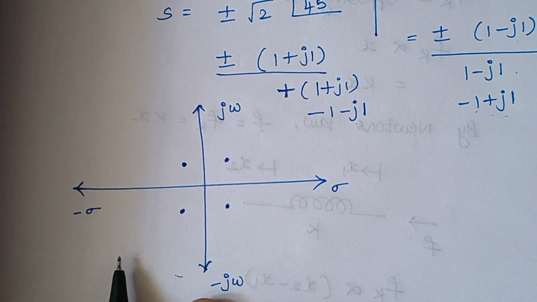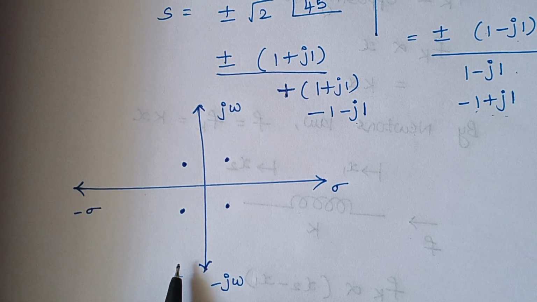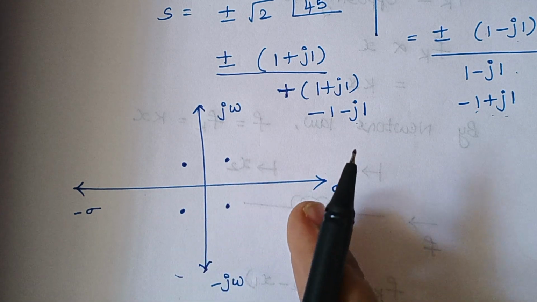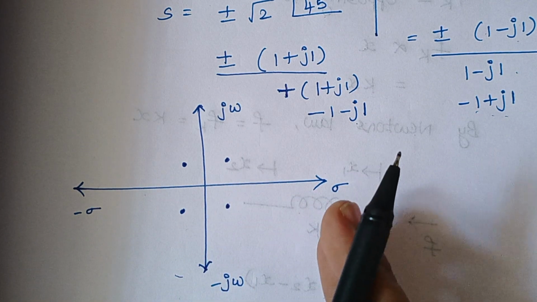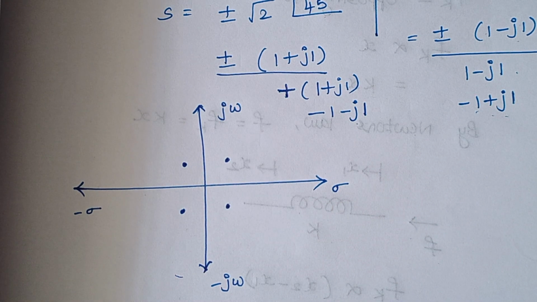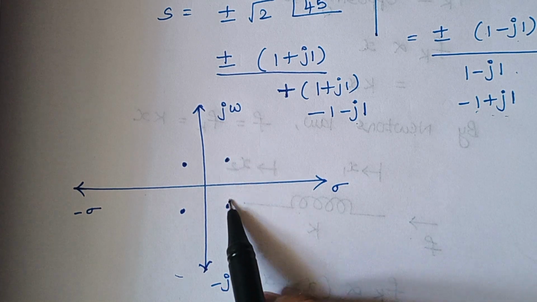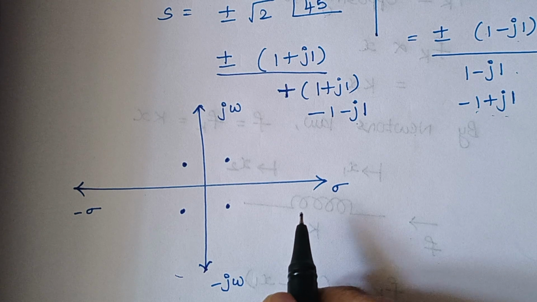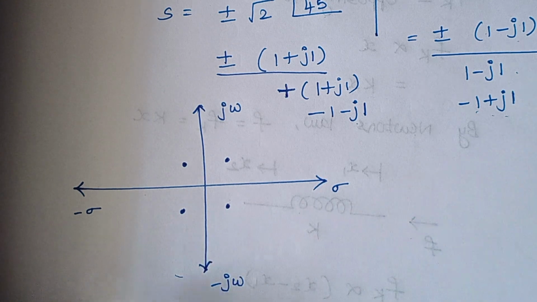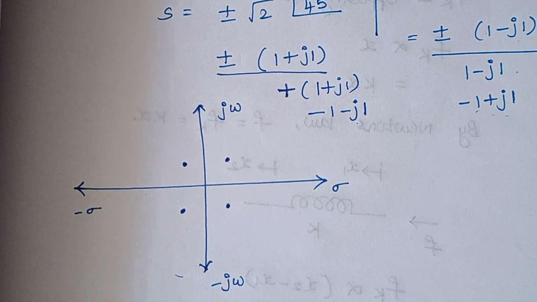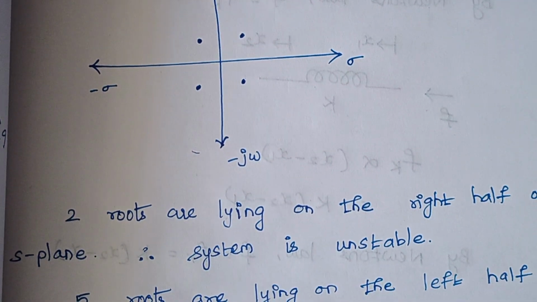So now tell whether the system is stable or not. The system is unstable. Why? Because 2 roots are lying on the right half of the S-plane, right? So totally how many roots for this problem? We are having 7 roots. So among 7 roots, 2 roots are lying on the right half of S-plane. Therefore the system is unstable, and the remaining 5 roots lie on the left half of S-plane, right? So that is the final conclusion here.